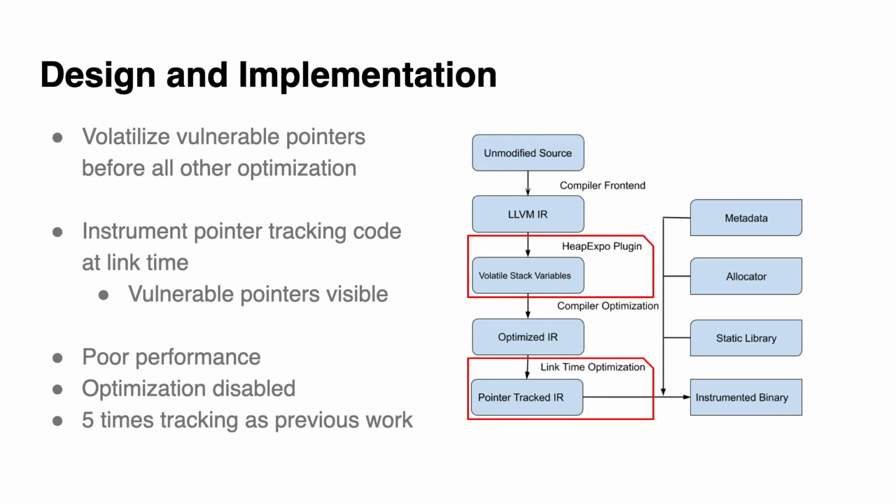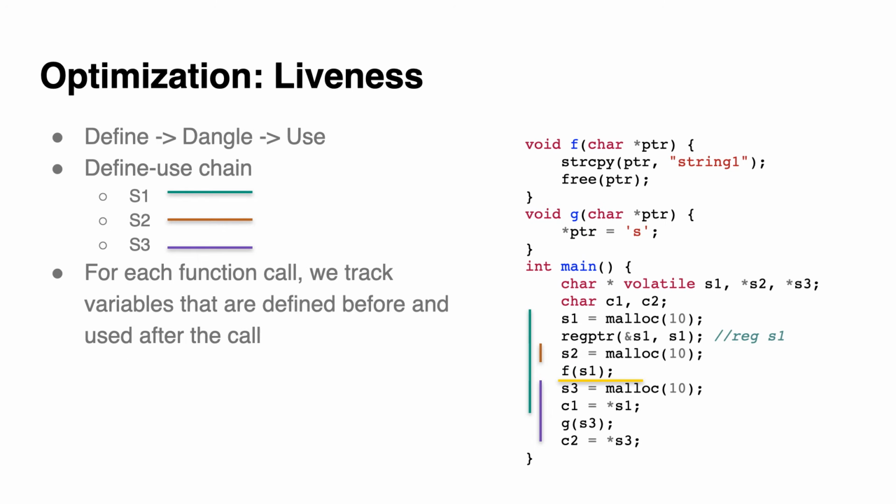However, it has poor performance because we basically turned off optimization of all the pointers, and it incurs 5 times tracking code as previous work. Therefore, we perform our first optimization based on liveness. We know that a pointer has to be first defined, then become dangling, and after that used to be causing a use after free vulnerability.